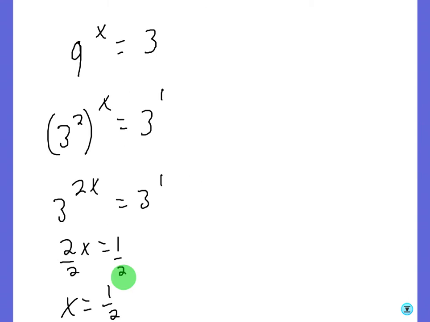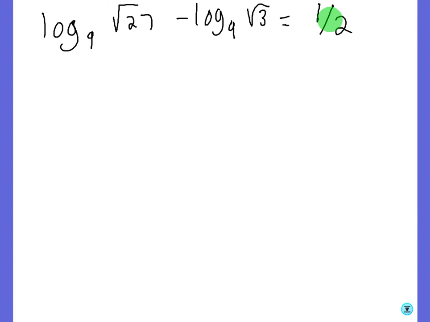All right, so any other questions about this last example? That should cover everything on the worksheet.